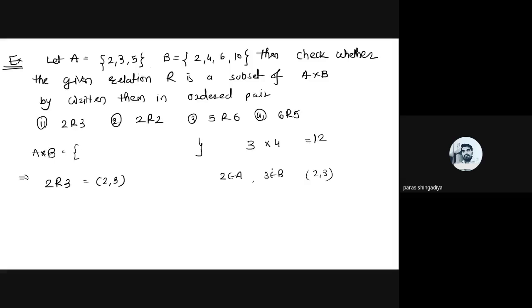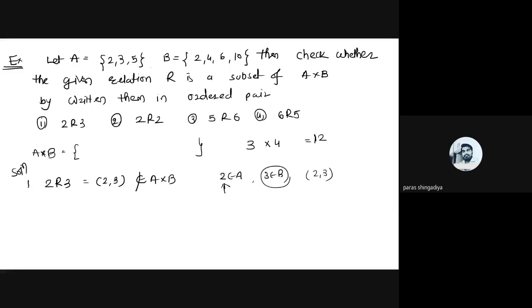So consider it as a pair (2, 3), but the pair (2, 3) is not defined in this A cross B. Why is it not defined? Because 2 is given in A, but 3 is not given in B. So (2, 3) is not a part of A cross B. Otherwise, you can first write out the A cross B pairs, cover all such pairs in this set, and then check whether (2, 3) is covered or not, and it will not be covered. So that is the answer to the first one.